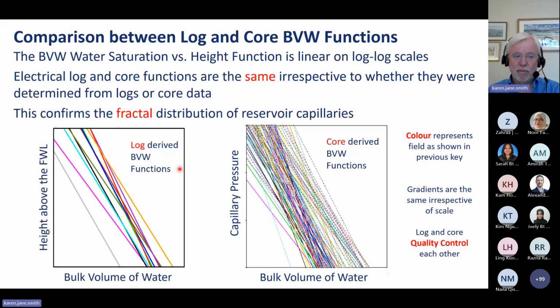So what to say here to remind you is that over the complete reservoir from the logs, free water level to the top, we get these curves which have a very similar gradient and a separation due to the average pore geometry in those fields. And then we got the core on the right, which is the same.